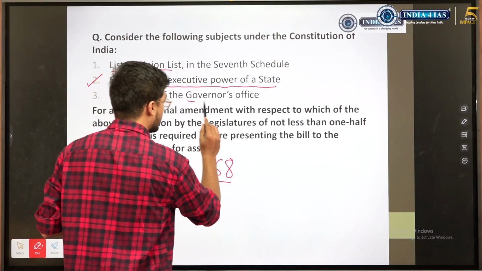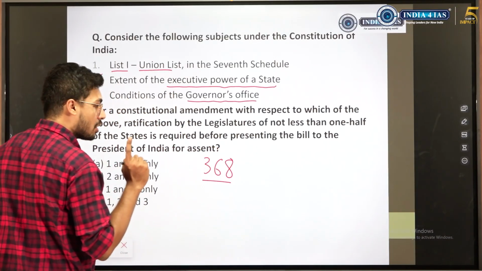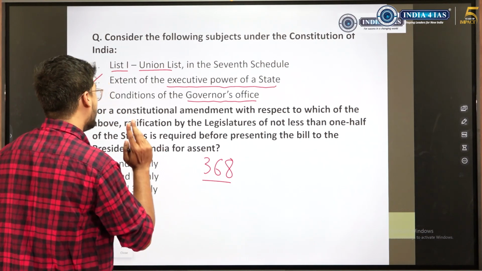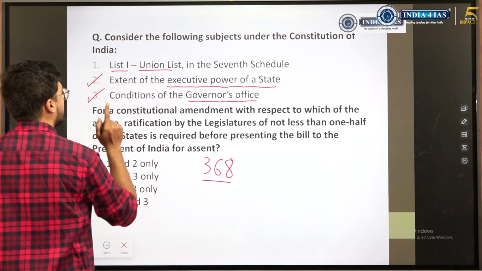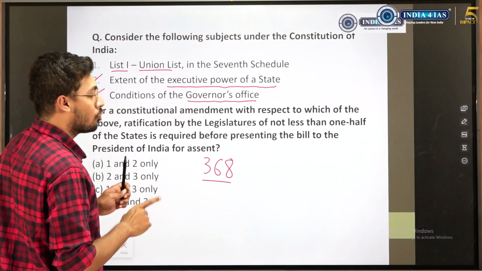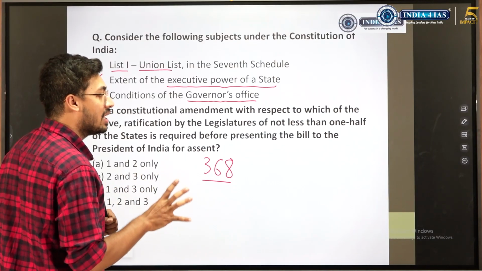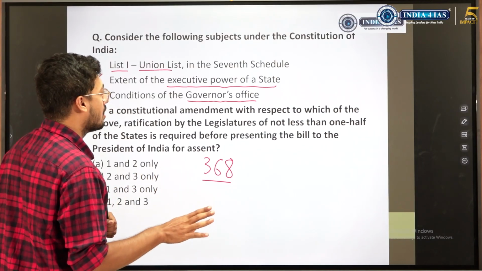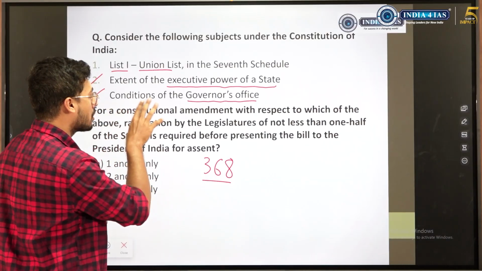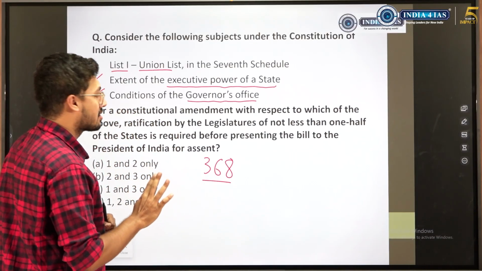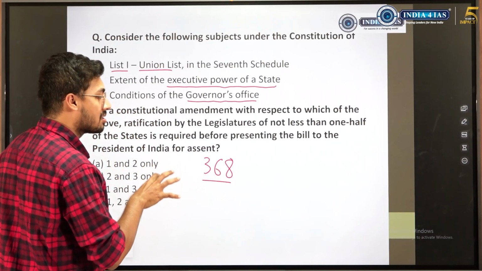Conditions of the governor's office, conditions of the president's office or governor's office, we need ratification of the states, because the governor is an important agent who deals with both the center as well as the states. So we cannot give the conditions of office of the governor completely under the Union list, I mean completely under the center's control.